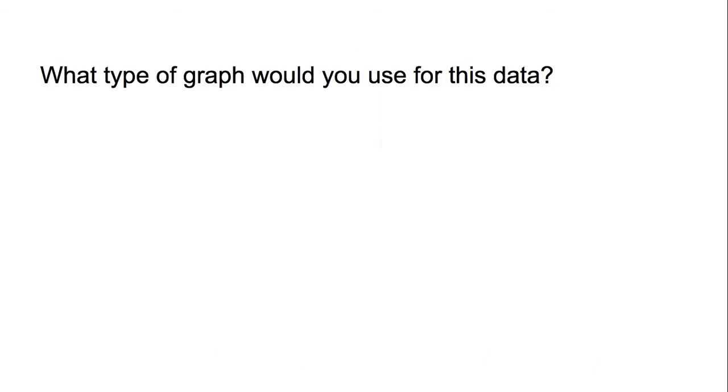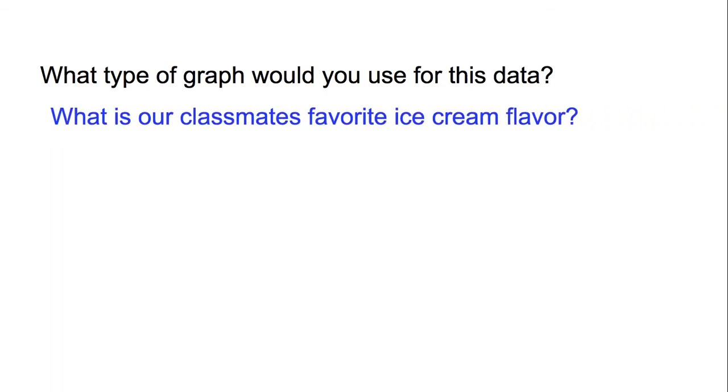Okay, let's try a couple. What type of graph would you use for this data? If I ask the question, what is our classmate's favorite ice cream flavor? What would you answer? We would have categorical data: chocolate, vanilla, cookies and cream, cookie dough, all kinds of different flavors. So it would be categorical data, and it's a one-time only answer. So our best graph would be a bar graph. That's right.